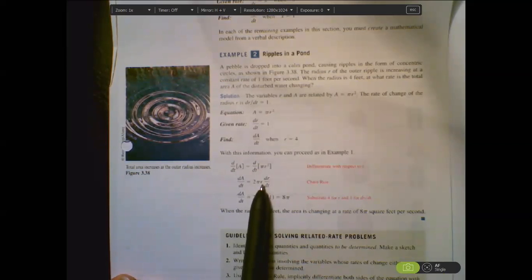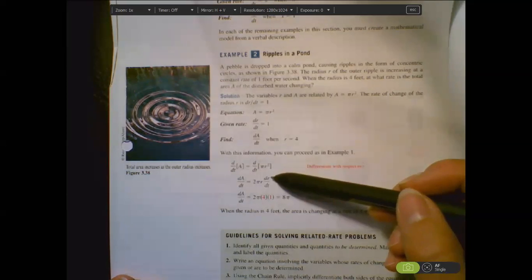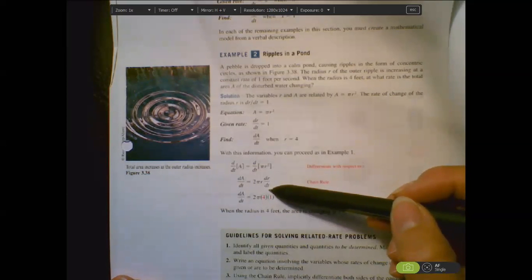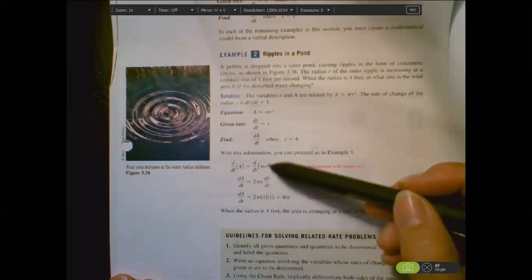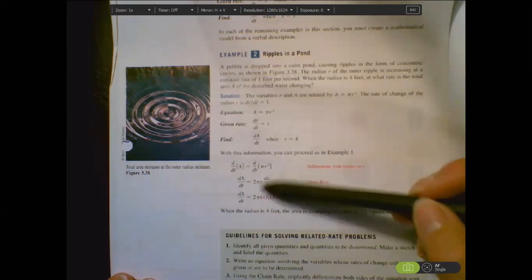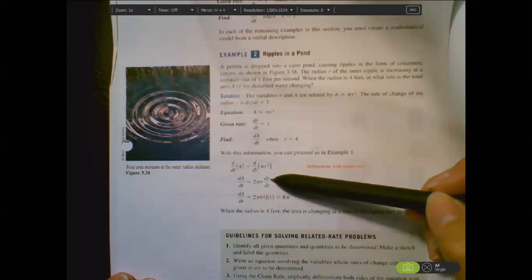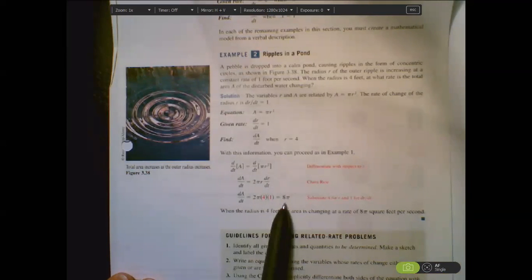And then because radius is a function of time, we also have to have a change in radius with respect to time. After we've differentiated both sides, then we just plug in 4 for the radius, 1 for the change in radius with respect to time, and this is how fast the area is changing at 4 seconds.